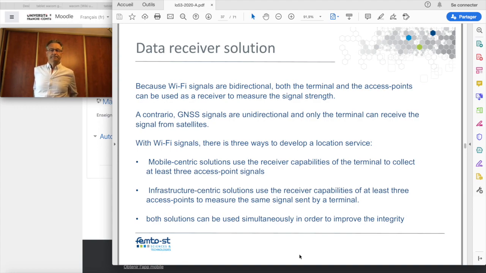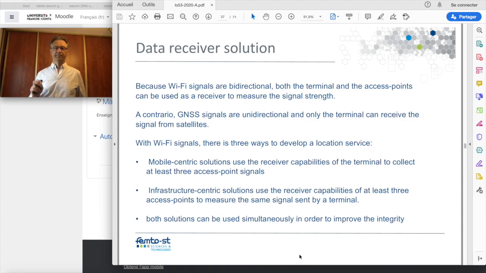Because the Wi-Fi signal is bidirectional, the location function can be in the infrastructure or in the mobile device. It depends on what type of application you want to use, but both parts can be used to receive the signal from the other.